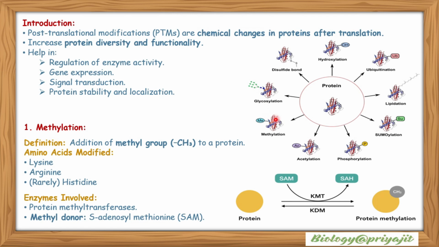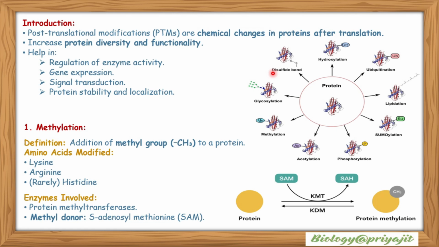The image shows various kinds of post-translational modifications, that is hydroxylation, ubiquitination, lipidation, sumoylation, phosphorylation, acetylation, methylation, glycosylation, and the formation of disulfide bonds within proteins. So, according to our syllabus, now we will start today.